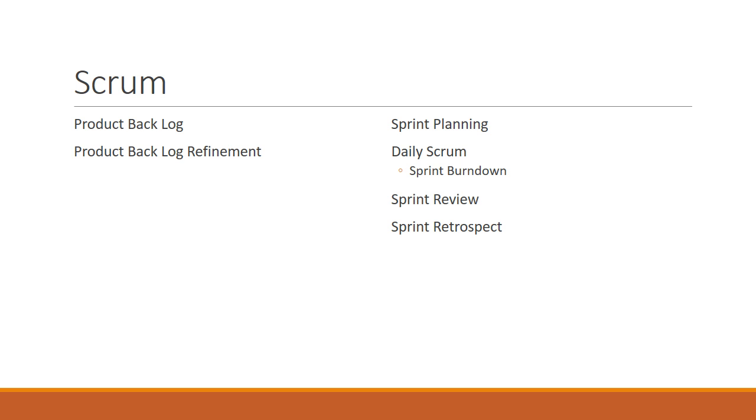So with Scrum, as I mentioned, there's a product backlog, which is a list of the features that make up what's going to actually go into the product. And that list is maintained by the product owner. One of his main responsibilities is to keep up with that list and maintain it.